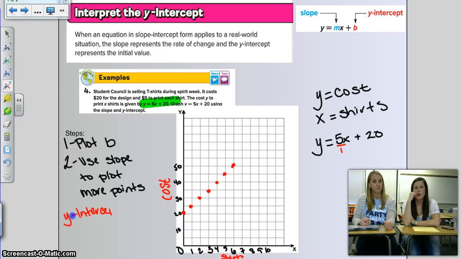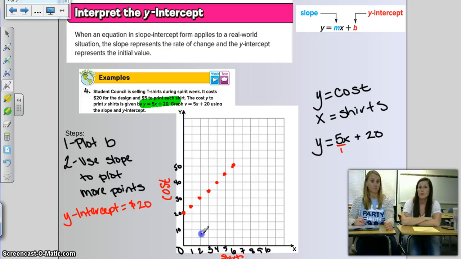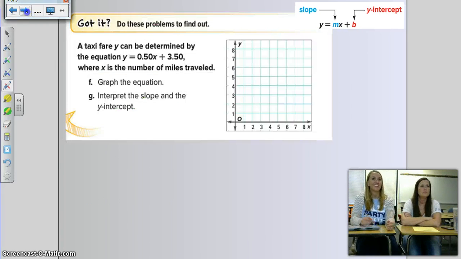And that's for, how many shirts do I get for $20? None. 0. You get nothing. 0 shirts. You know, screen printing, you have to pay the setup cost. Makes sense. Okay. So here you go.